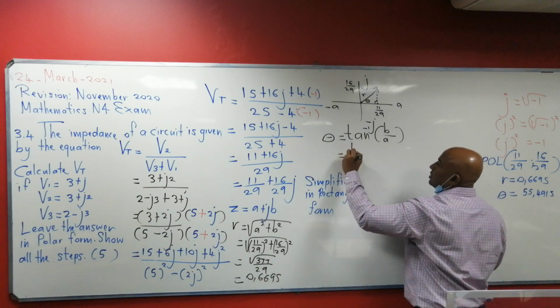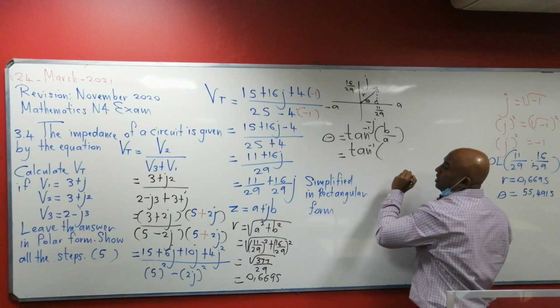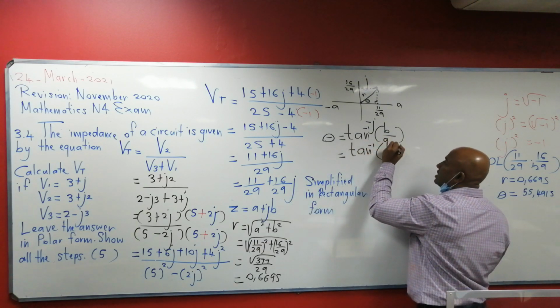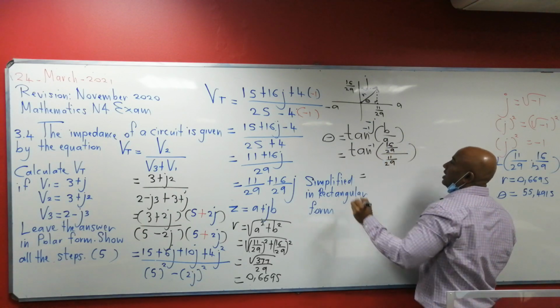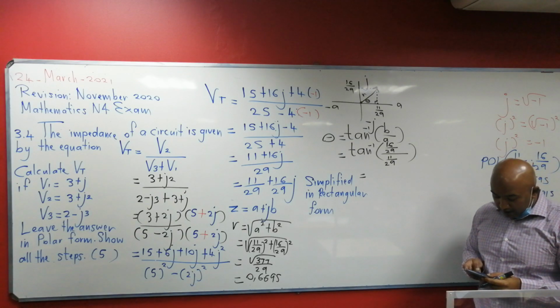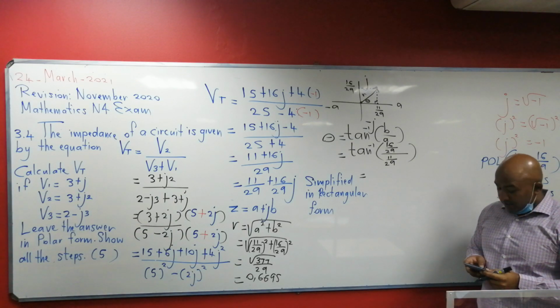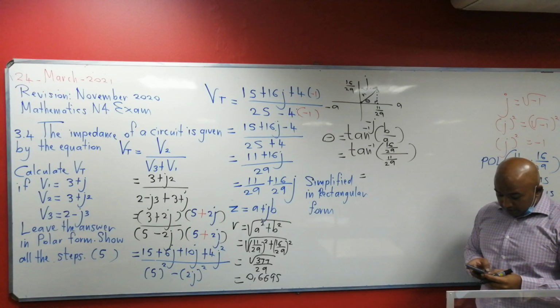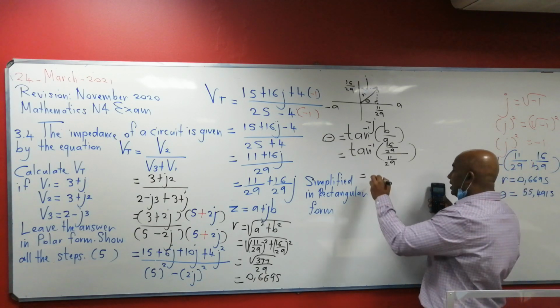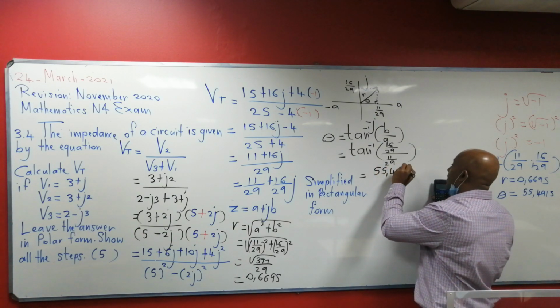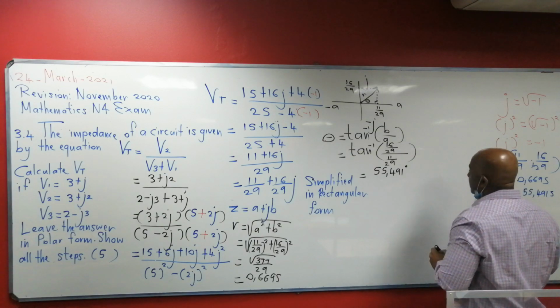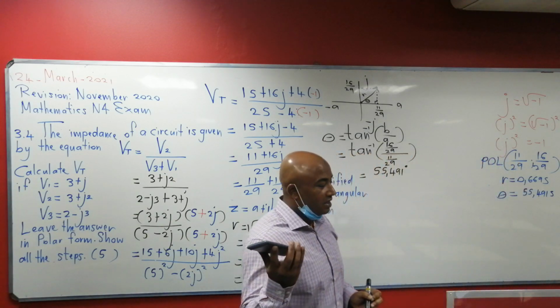So you're going to go inverse tan B over A. There's my B, which is 16 over 29, divided by A, which is 11 over 29. So let's do it and see what happens. So that is 16 over 29, 11 over 29, and we get 55.491 degrees. Exactly what the calculator worked out in a few seconds.